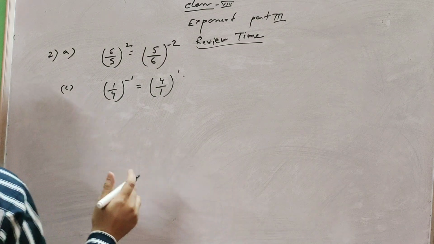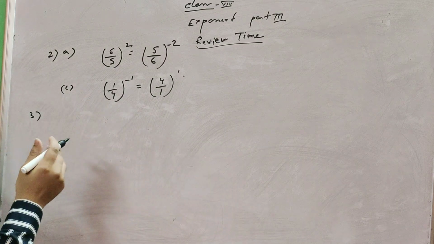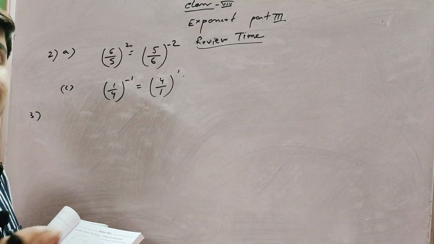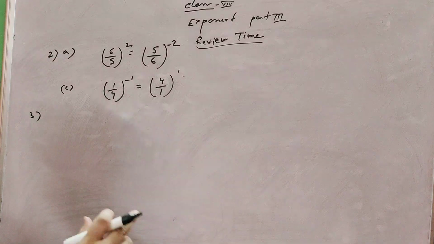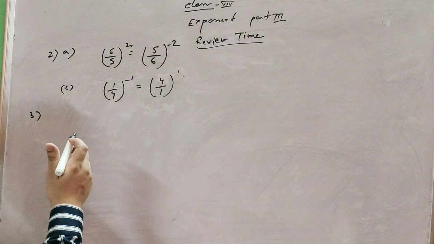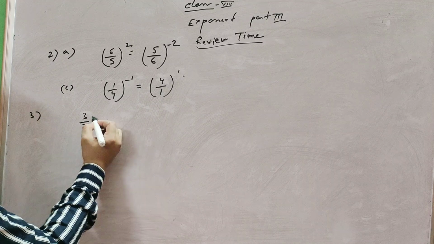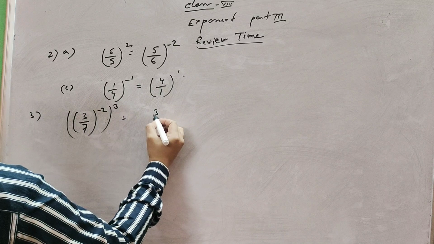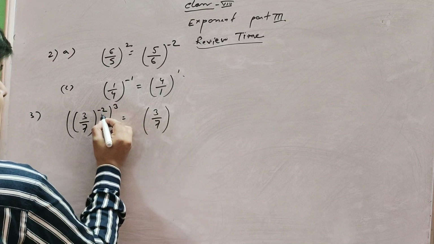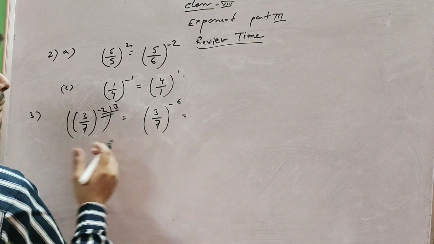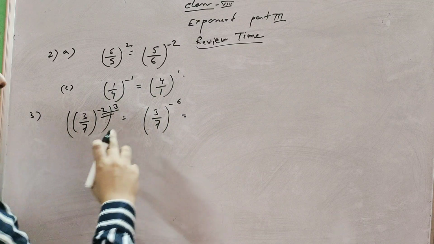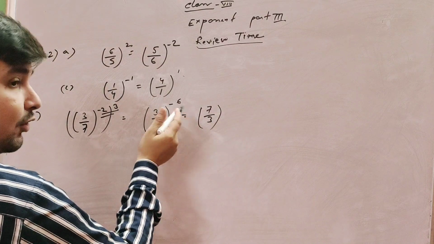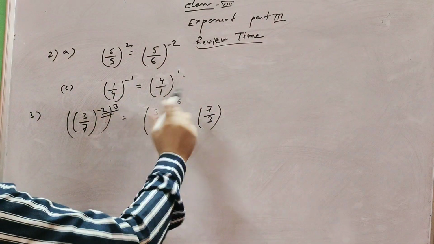Okay, it's time for question number 3. Simplify and express the result in the form of the positive exponent. That means whatever you write down the answer, it's always in the positive form. So first of all, 3 upon 7, it is minus 2, and multiply by 3. So it's 3 upon 7 to the power minus 2 into 3, that is minus 6. But what is mentioned in the question, you write in the positive form. So it's 7 upon 3, because we know very well that when you want to convert into the positive exponent, it gets reciprocated.